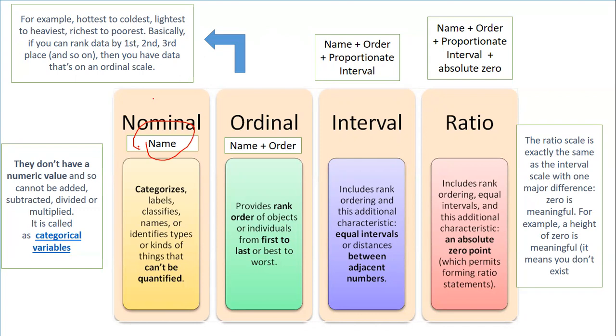Ordinal, it is basically which provides names and order. Okay, it provides a ranking in the form of first, second, third, or it can provide an order, that is the name in the form of hottest to coldest, lightest to heaviest. Then we have interval. So interval sampling basically involves what?